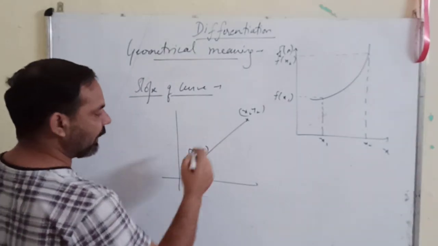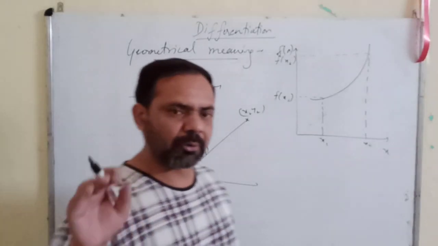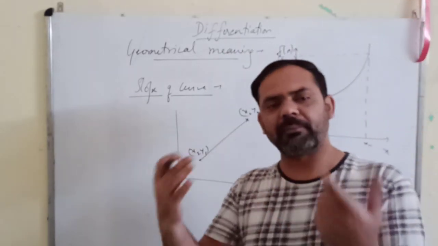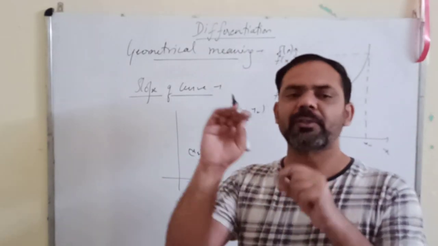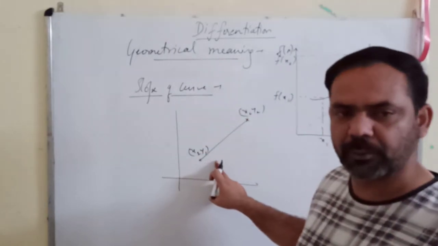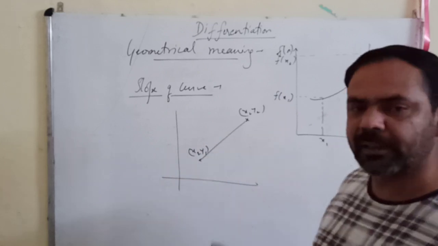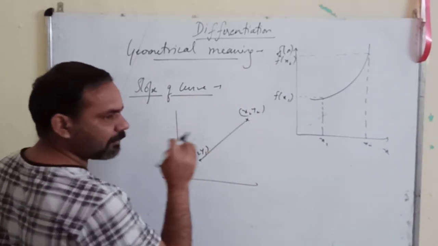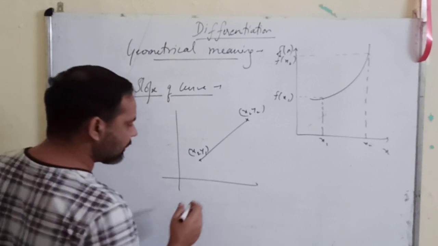You are given 2 points because if you want to draw a line, they will have to give you something. You will be given at least 2 points, and 2 points being given means their coordinates will be given to you, and with the help of those coordinates you can draw the line. So now you have drawn a line with the help of the coordinates of the 2 points.